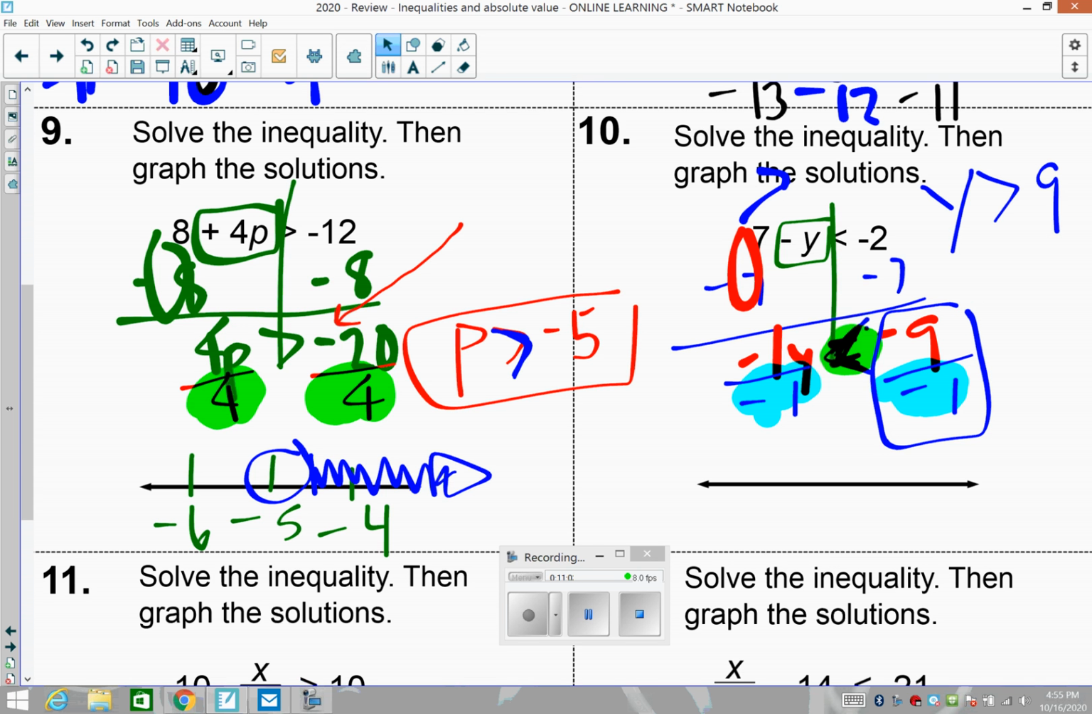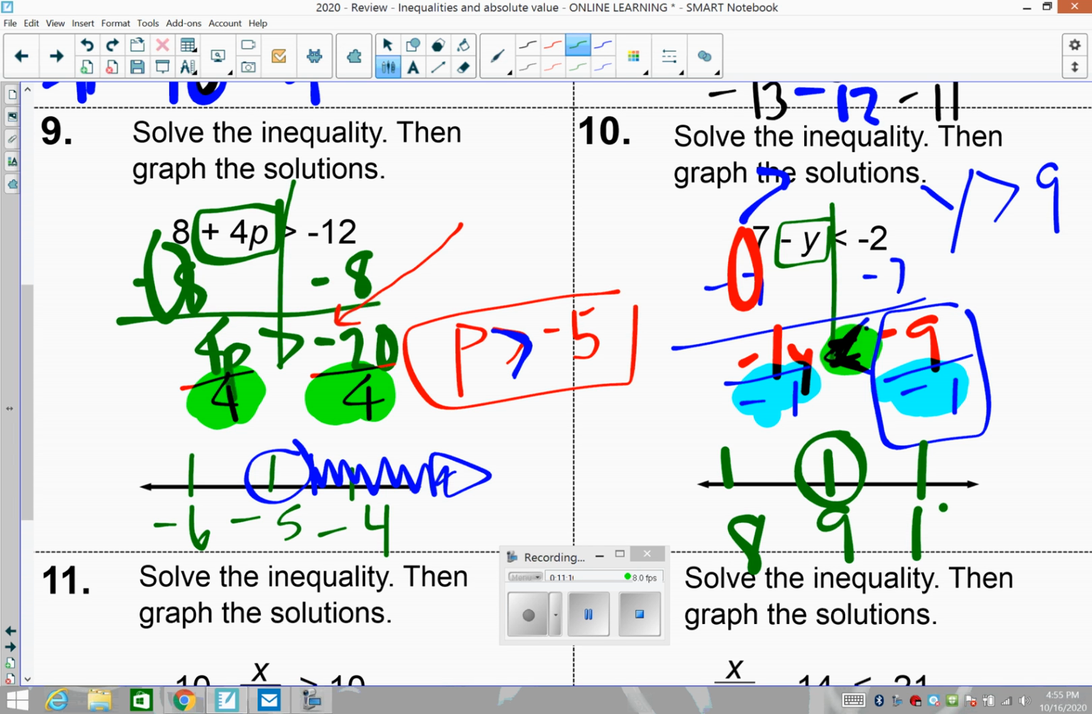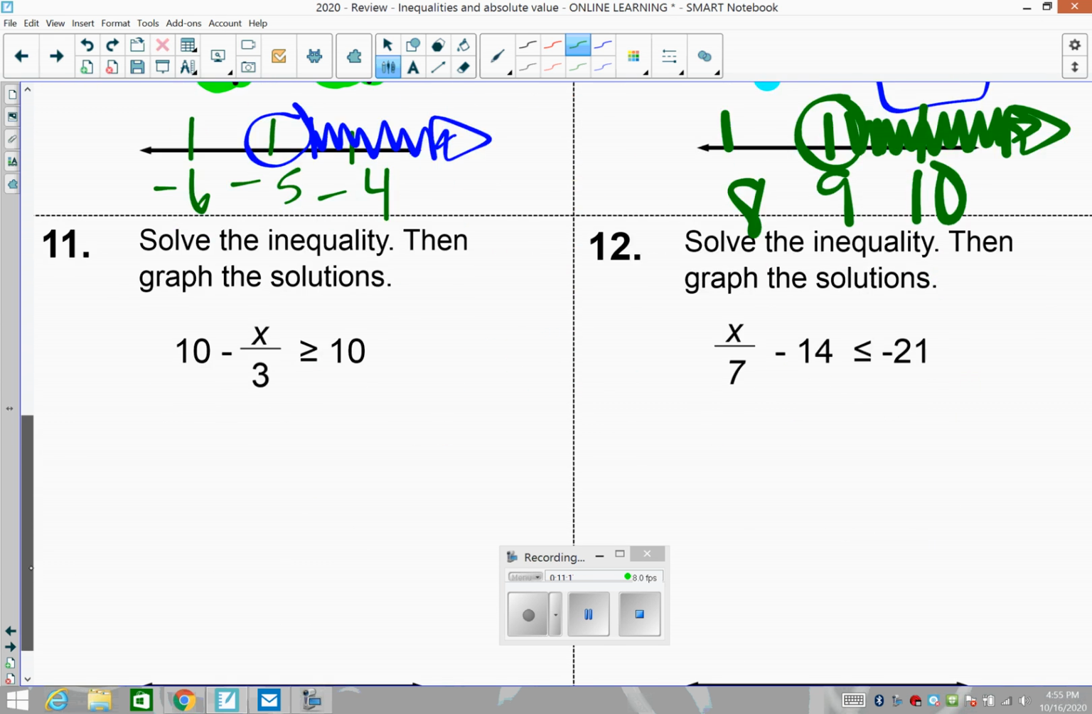So be aware of that. So we have a 9 with an open circle. 8 is smaller, 10 is bigger. And we're talking about all the values that are shaded to the right. Open circle at 9, shade to the right.